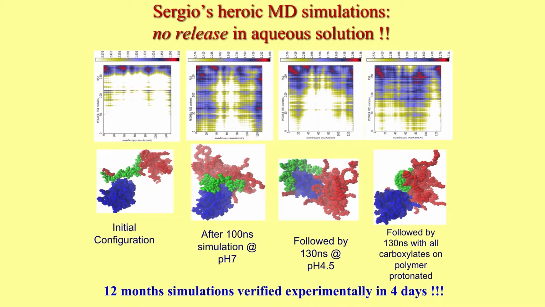What Sergio then does is he simulates a reduction of the pH by basically protonating and therefore neutralizing a significant portion of the polymer. And so he then runs another 130 nanoseconds at pH 4.5 and it still sticks. And so finally Sergio said, well look, I'll just neutralize the whole polymer, which is really simulating a pH more like 3, and ran that for another 130 nanoseconds. Still, they stick together, they don't separate.